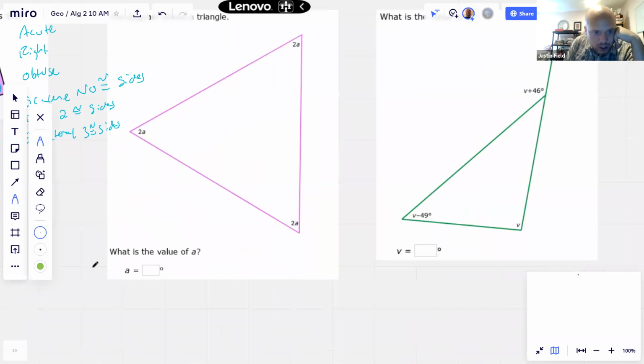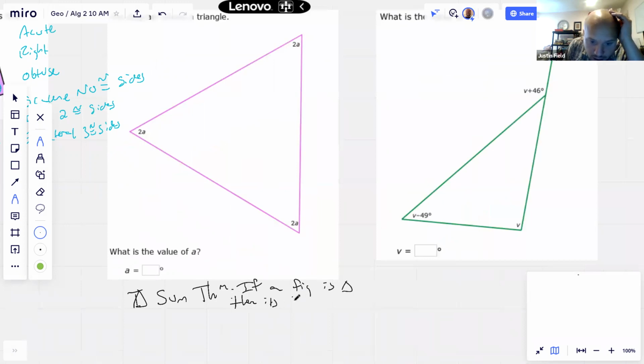So a new theorem for you. Let me write it like this. Triangle sum theorem. And that is if a figure is a triangle, then its three angles add to 180 degrees. The three angles in a triangle add to 180.